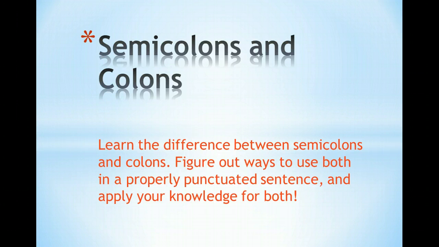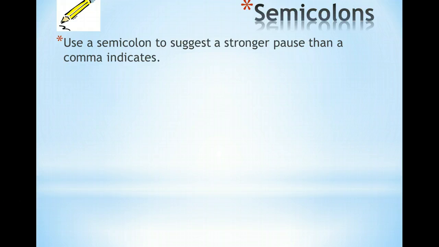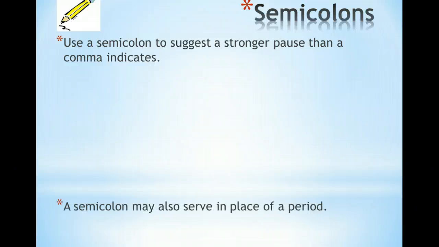And we're going to figure out some ways to use those in a properly punctuated sentence, and we're going to apply our knowledge of both. So for semicolons, you can use a semicolon to suggest a stronger pause than a comma. So most of the places you use a comma, you could in fact use a semicolon if you want to place a little bit more emphasis on that particular part of the sentence.